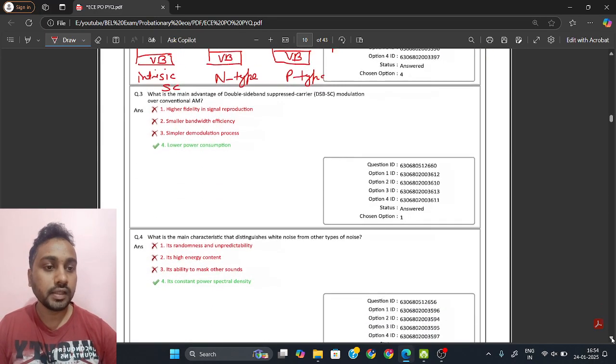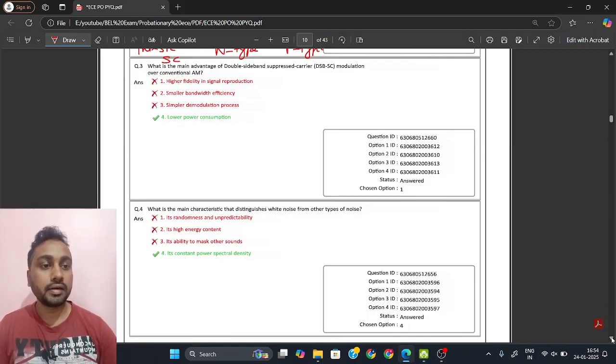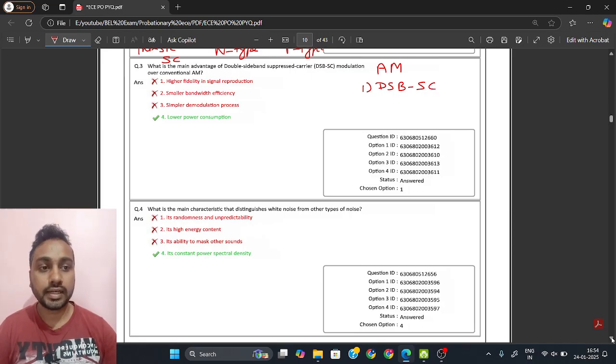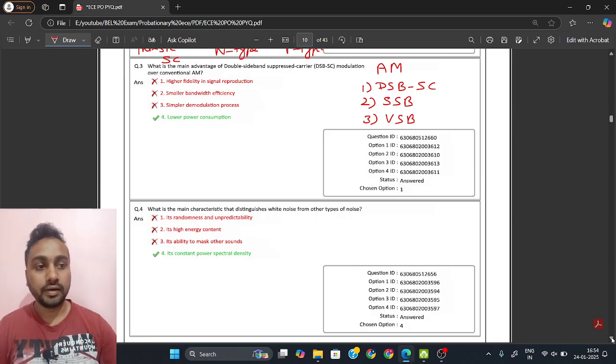Now, what is the main advantage of double sideband suppressed carrier modulation over conventional AM? Generally, in amplitude modulation we have three main types. First is DSB-SC, meaning double sideband suppressed carrier. Second is SSB, meaning single sideband, and third one is VSB, vestigial sideband. So this is what they ask, the main advantage of DSB.